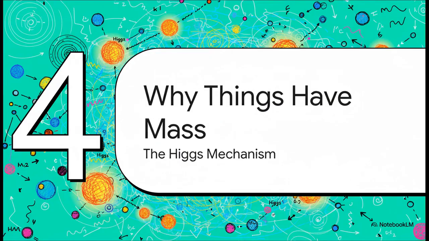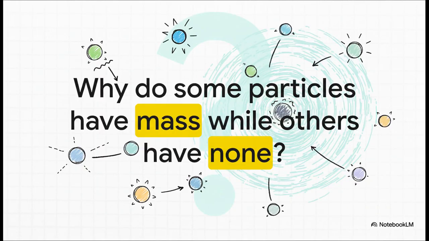But there's one more character in our story, a very, very special one, that answers a huge question: where does mass even come from? See, this was a massive puzzle for physicists. The theory was working beautifully, but the math predicted that the force-carrying particles, like those W and Z bosons, should be massless, just like the photon is. But experiments showed they were actually incredibly heavy. So what gives? The theory had a giant hole in it.